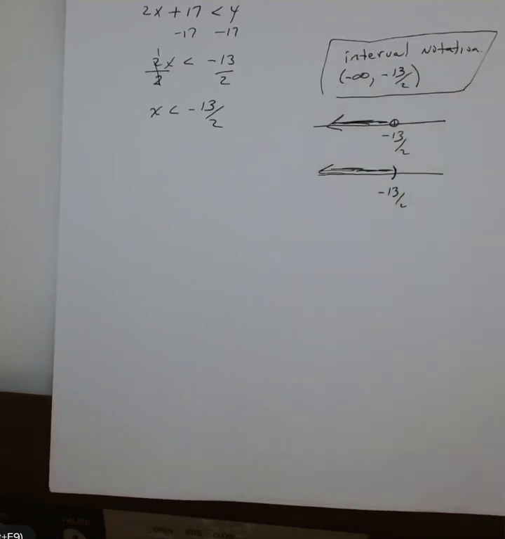You go from left to right. Once in your mind you have the idea of what the graph looks like, you go from left to right. If this was a less than or equal to, what would be the only difference here? Bracket where? Negative 13 halves. Negative infinity would still be with a parenthesis. All right, so that was number 1.